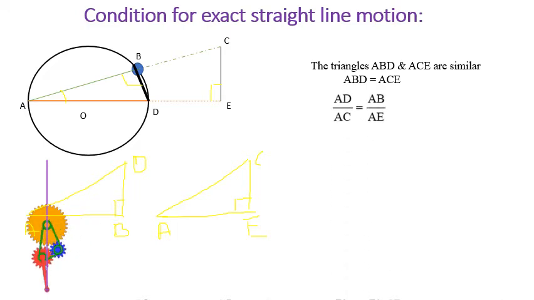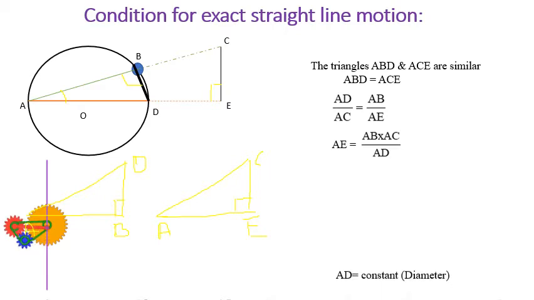So therefore, if I take the side AD from the triangle ABD, we can take the ratio AC from the other triangle, so AD by AC is equal to AB by AE. So from this equation, we can take AE is equal to AB into AC by AD.